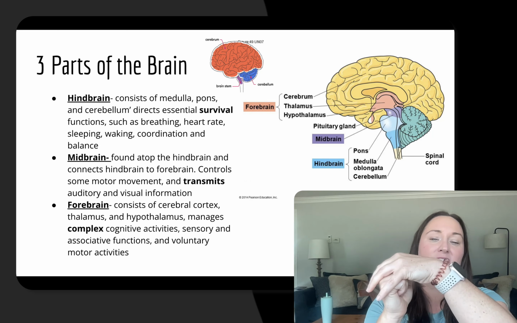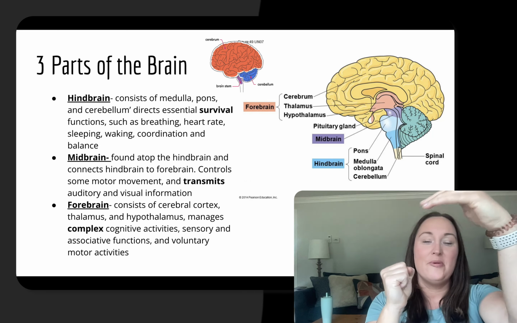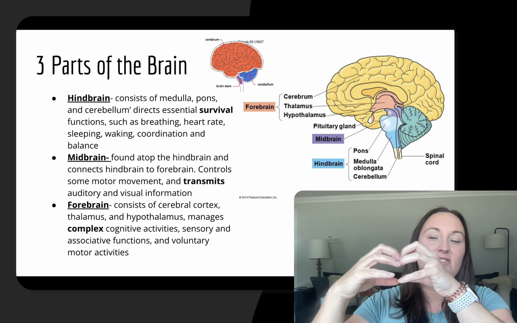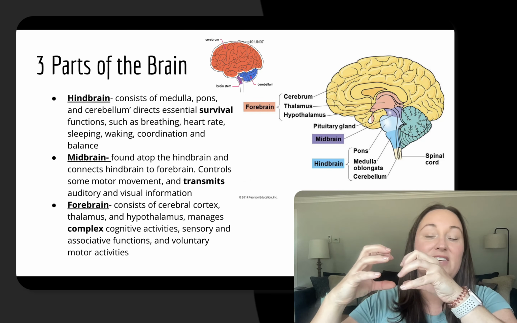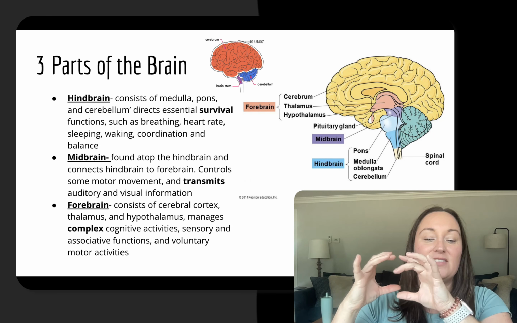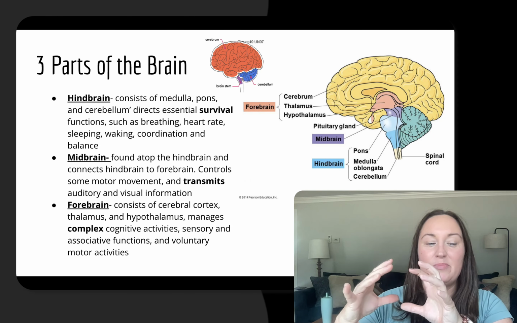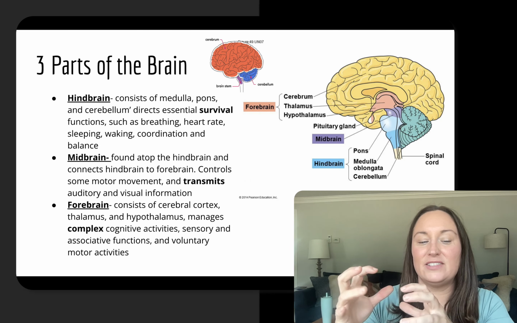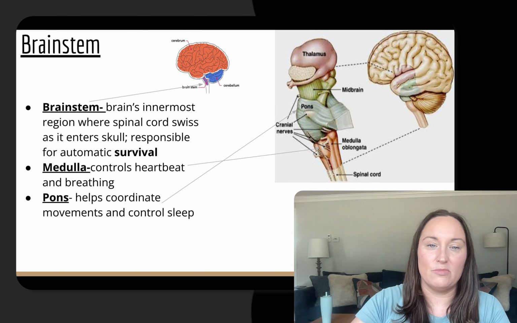The last part you would need a partner for, so we'll do this in class. But if one person was going like this, imagine that the other person is making a cerebral cortex over top. This is the forebrain. This consists of the cerebral cortex, the thalamus, the hypothalamus, and it manages complex activities, sensory associations, and voluntary motor movements.